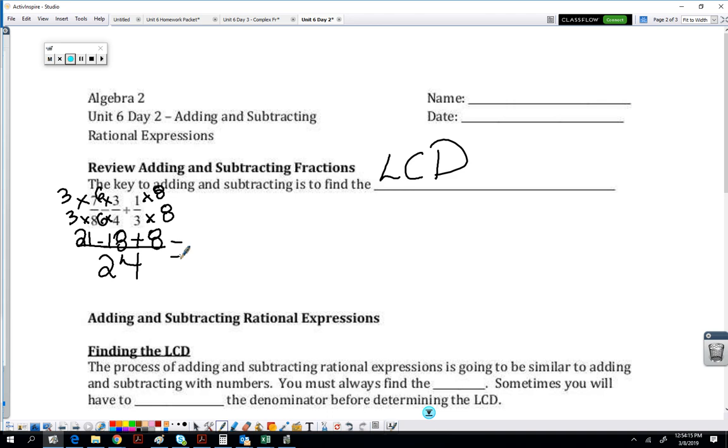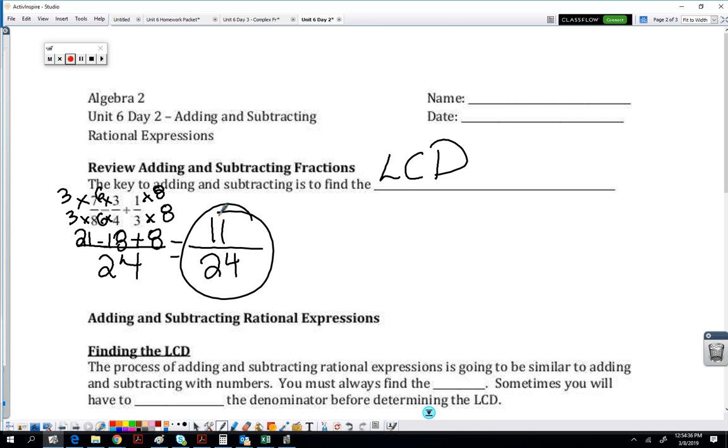And now what I can do is simplify the top. And I should get 24. I gotta take a look at my answer key really quickly. Oh, 11. I don't know why I thought about that too much. All right. And I can't simplify, so that is your final answer.